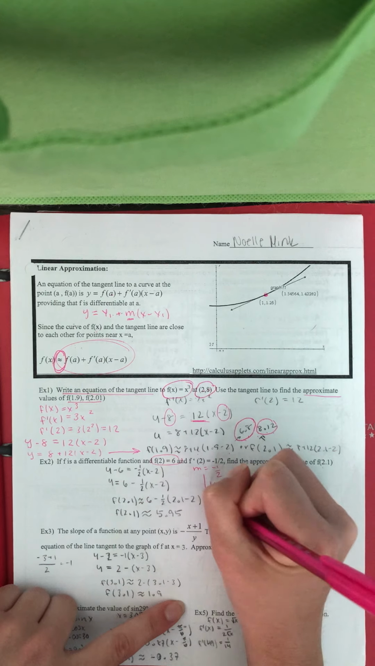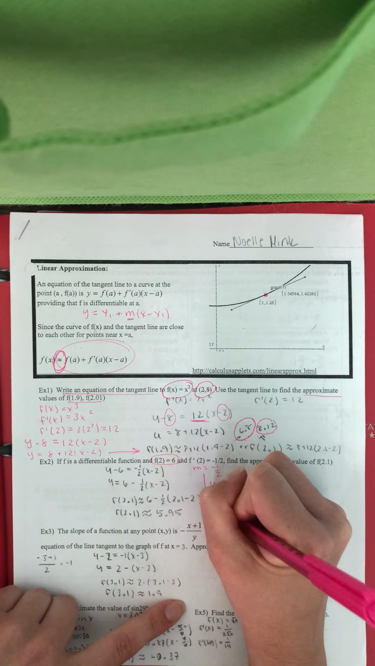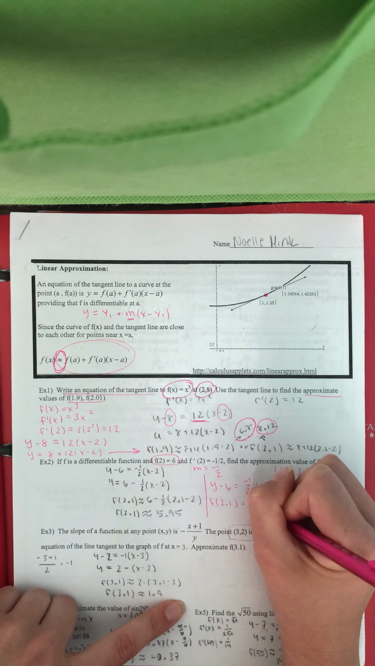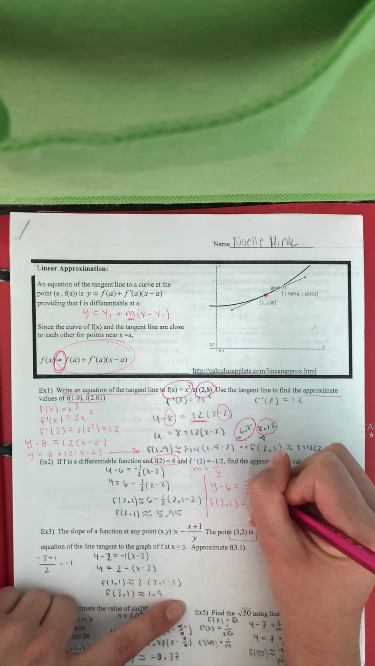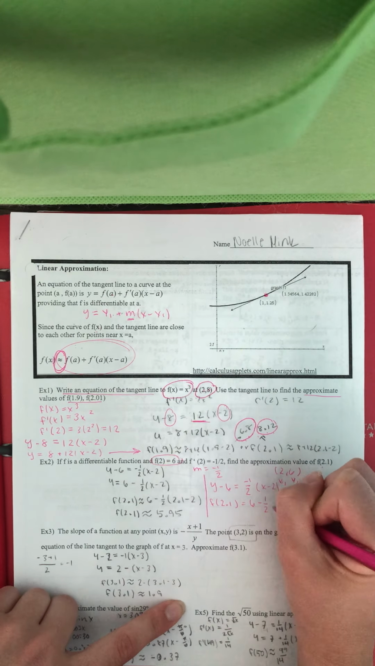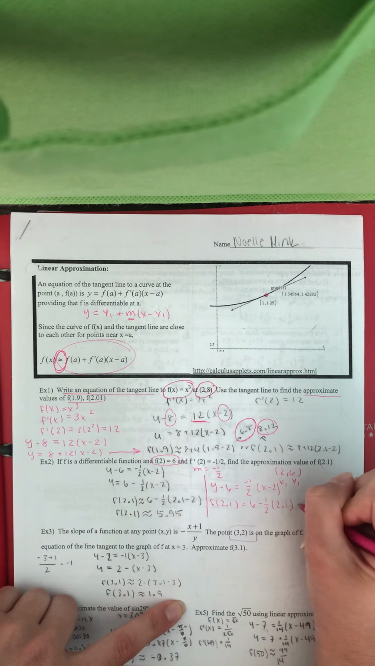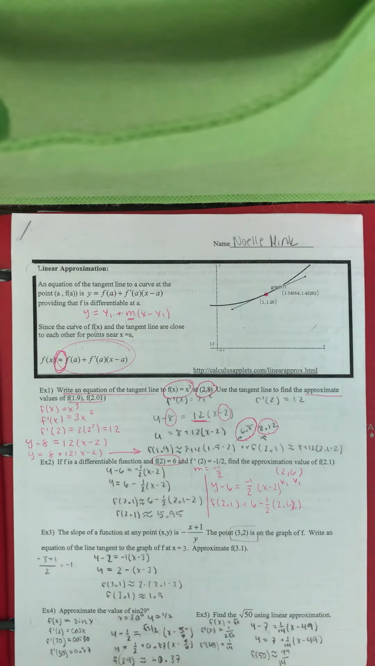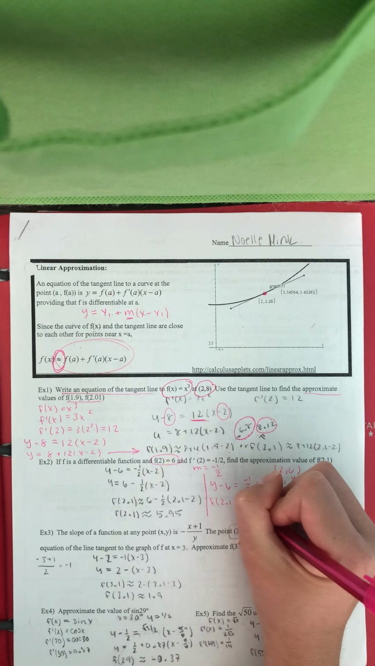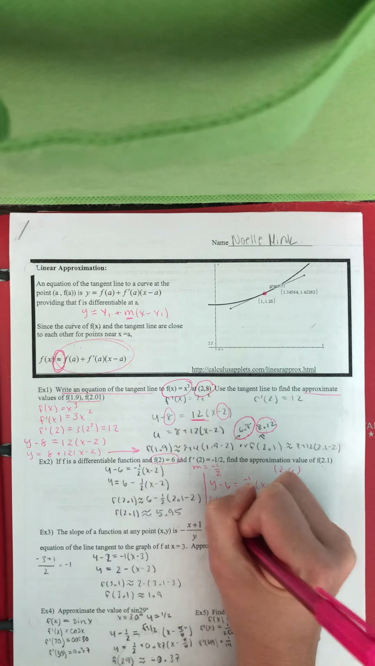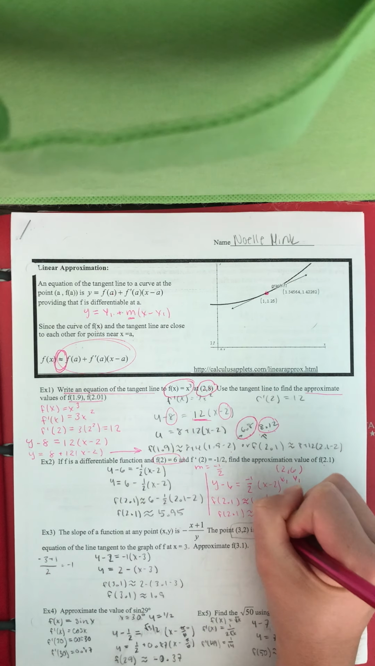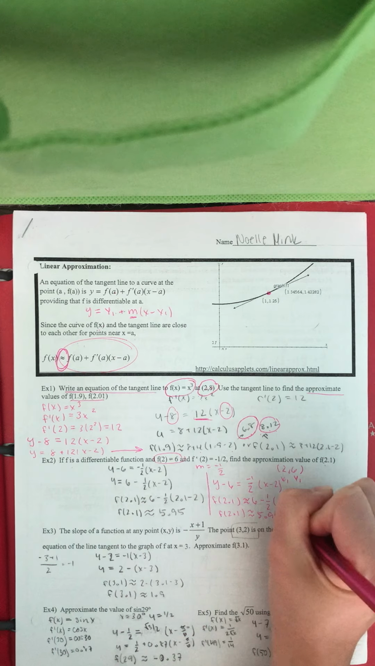So f of 2.1 equals 6 minus, not plus because it's negative, 1/2 times (2.1 minus 2). And that is approximately, that's the important thing to remember, approximately 5.95.